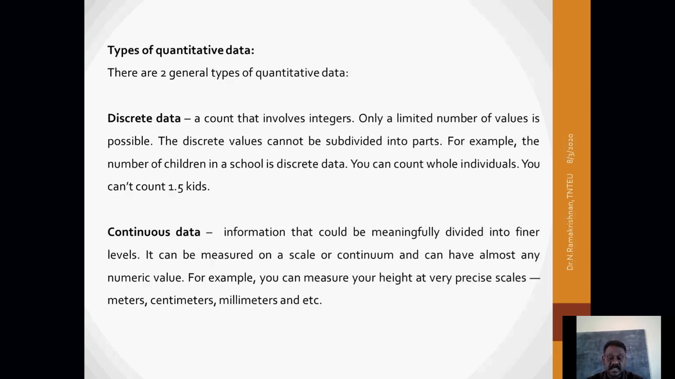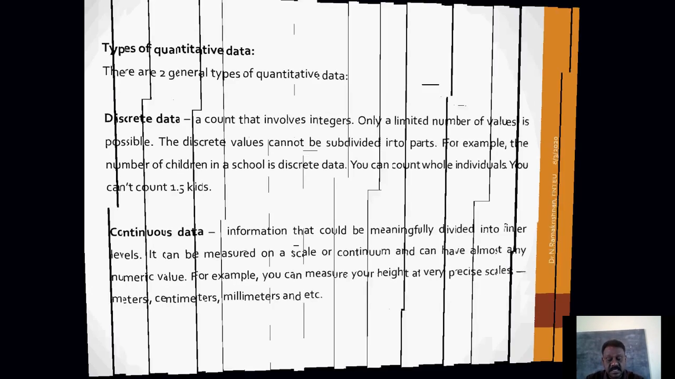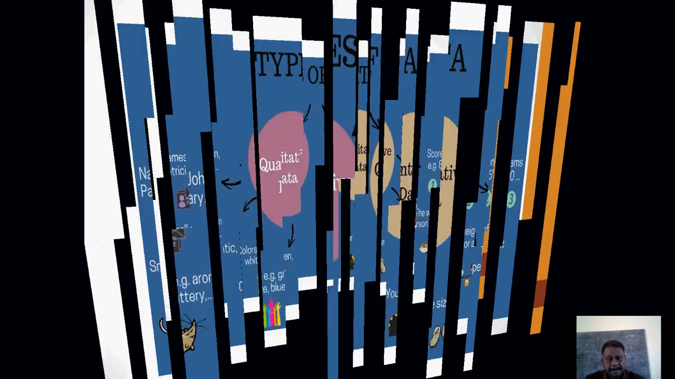So continuous data is information that could be meaningfully divided into finer levels. It can be measured on a scale or continuum and can have almost any numerical value. For example, you can measure your height at very precise scales: meters, centimeters, millimeters, etc. That is known as continuous data, and the number of students in the classroom is discrete data. So this is quantitative data analysis.